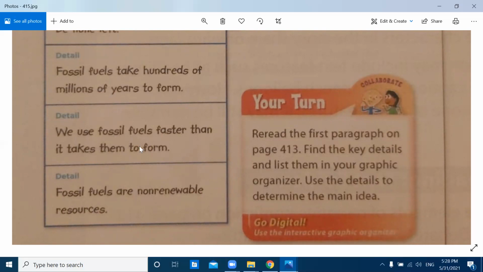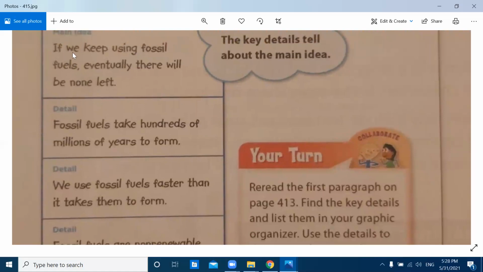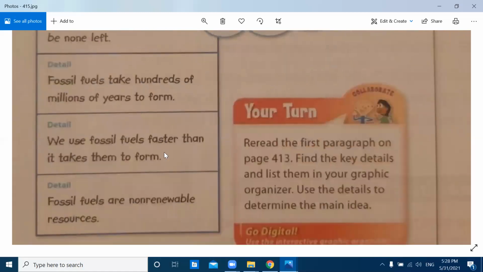Okay, so these are the details that help us to understand that if we keep using fossil fuels, eventually there will be none left. So this is our main idea. The main idea is that if we keep using fossil fuels, they're going to be gone. Why? Because it takes millions of years to make them, because we use them faster than we can make them, and because once they're gone, they're gone.